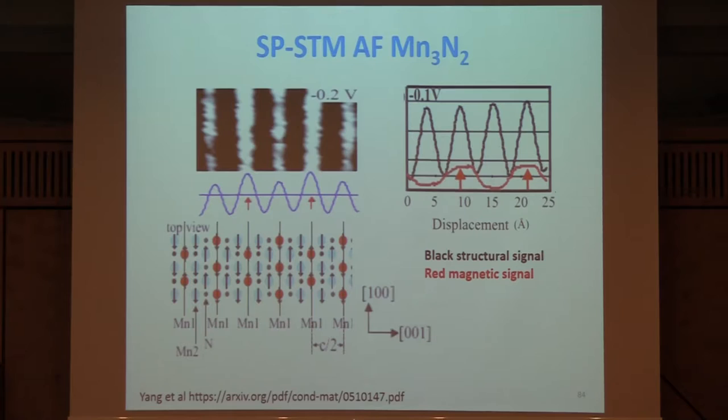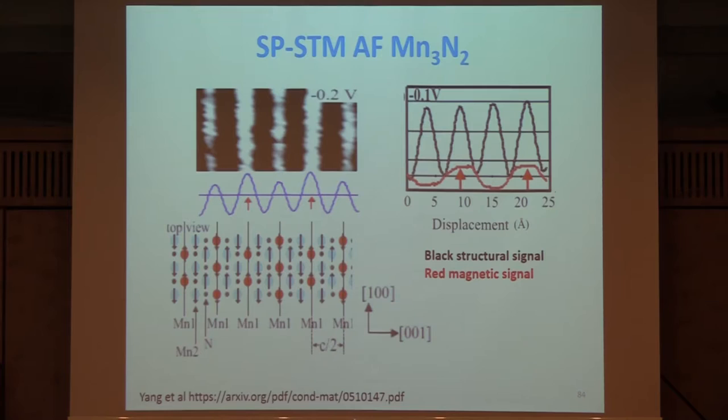So this is manganese 3 nickel 2. Very popular, and it's got a relatively complicated antiferromagnetic order. You've got 2 equivalent manganese sites, and the nitrogen also acquires a moment in this system. But the nice thing about it is you can see almost immediately from this picture that if you scan across here, these rows of atoms are fainter than these. So the intensity is actually varying, not with the lattice parameter in that direction, but with twice that.